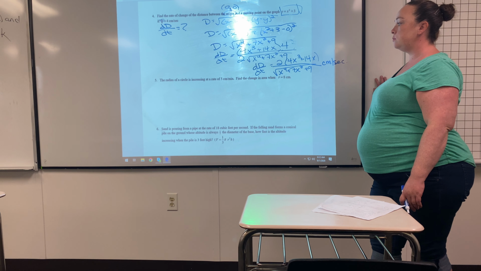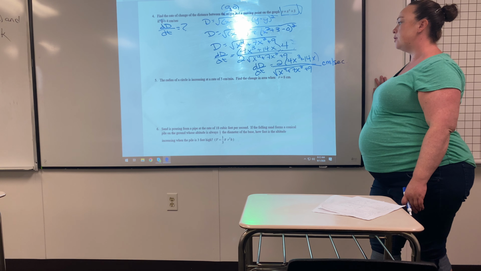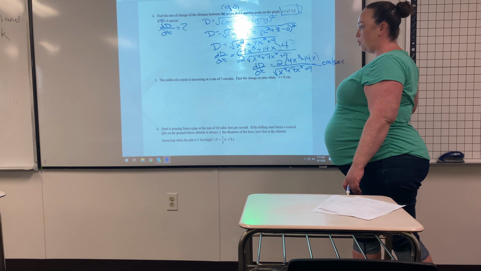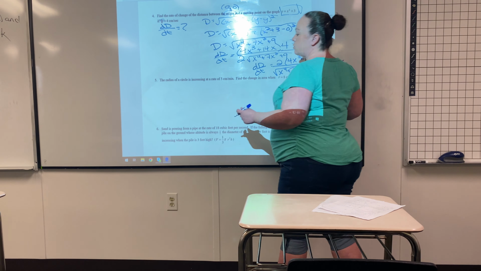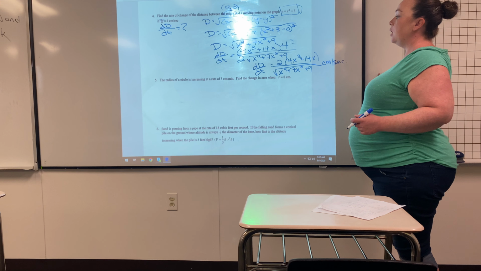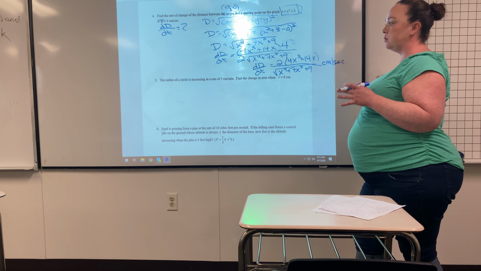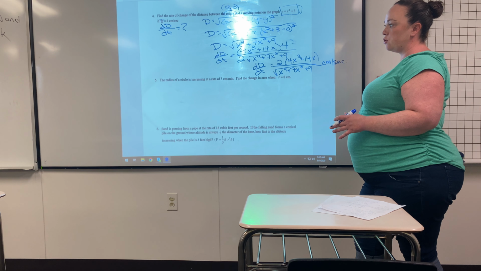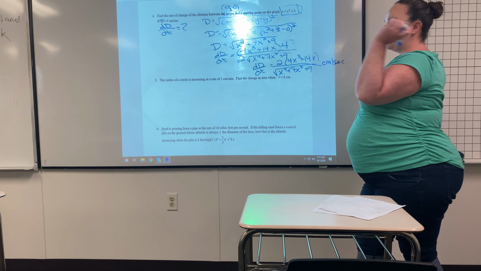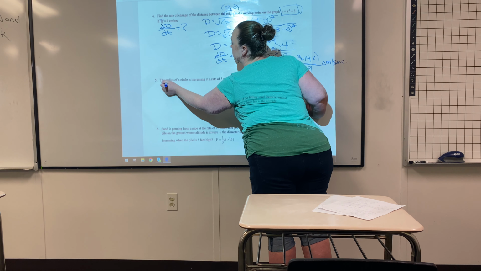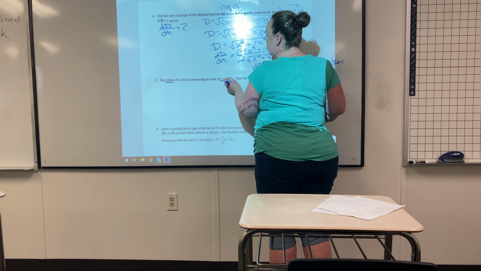Okay. Number 5, it says the radius of a circle is increasing at a rate of 5 centimeters per minute. Find the rate of change in area when r is 8 centimeters. Fine. So, one of the important things when it comes to these formulas is you need to make sure that you know how to properly label things. So you need to actually read them through and not just take a shot in the dark at what everything is, okay? So it says that the radius is increasing at a rate of 5 centimeters per minute.